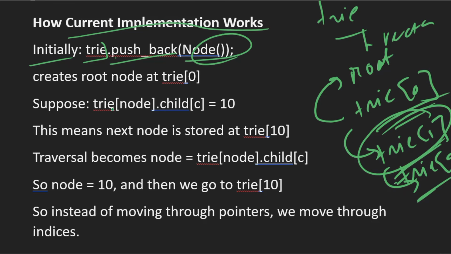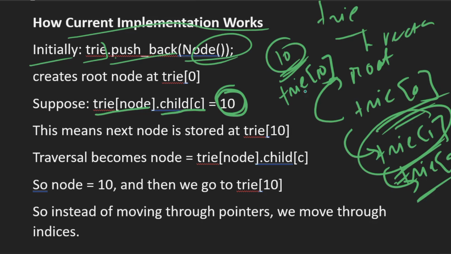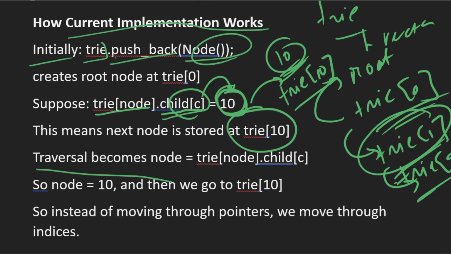So this way every new node created will get the next index. Suppose 10 indexes have already been created, so when we create a new node, we take trie of node dot child of that character, and we give 10 to it. That means this new node is pointing to trie of 10, right? That means the next node will be stored at trie of 10. And then when we traverse, we get node equal to trie of node dot child of c.